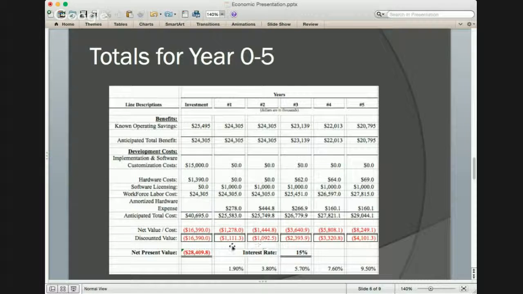It increases slowly because the benefits are decreasing and the costs are increasing as we continue on. So the discounted value incorporates the interest rate. All of the pricing incorporates the 40% taxes. The net present value from all these years is negative $28 million. So that isn't really a good thing.